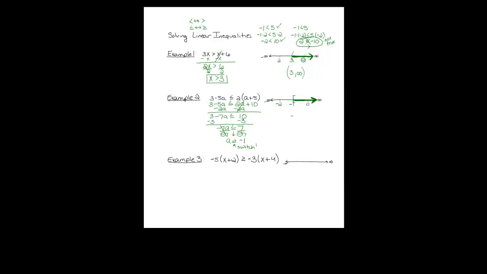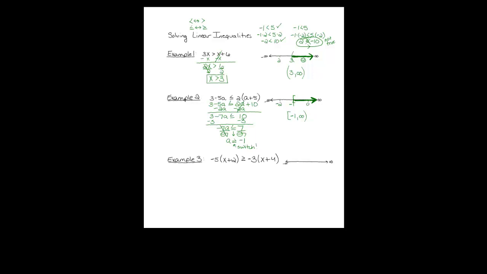Writing this in interval notation, we're going from negative 1 all the way to positive infinity. Never include positive infinity, but you are in this case including the negative 1. So there's your square bracket and there's your answer in interval notation.